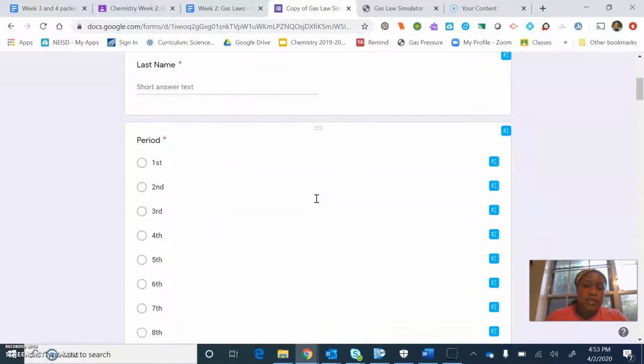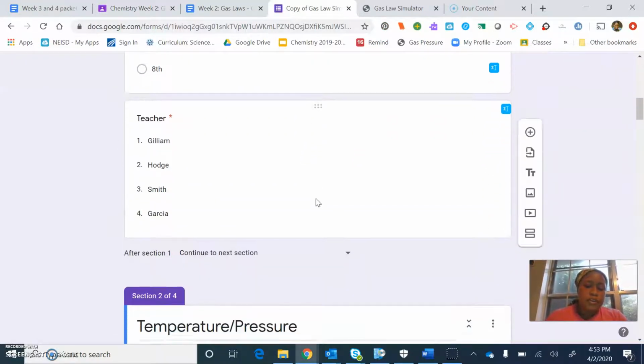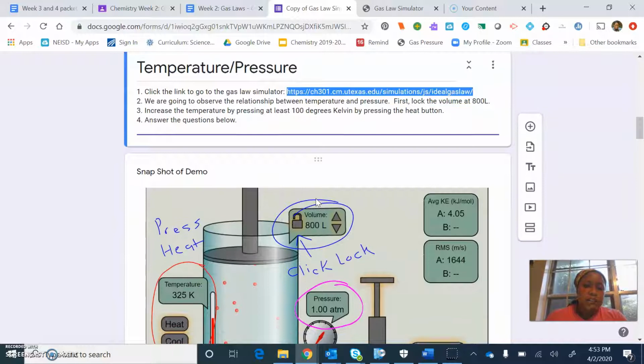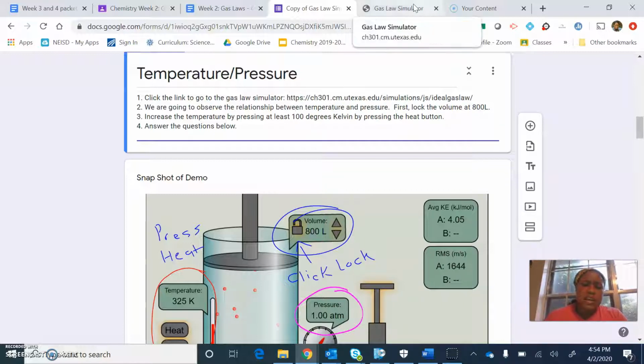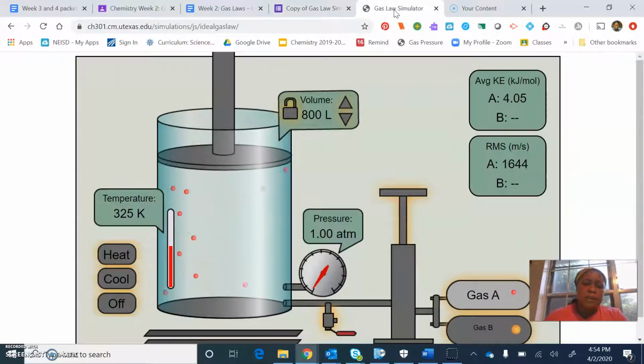So when you click on it, you'll be directed to this form. You'll put in your information, and the first part is looking at the relationship between temperature and pressure. So first, click the link to go to the gas law simulator. Now on my view, it doesn't show as a link, but on yours it should. If it doesn't, I apologize. But if you copy and paste and put it up here, you'll be brought to this page.